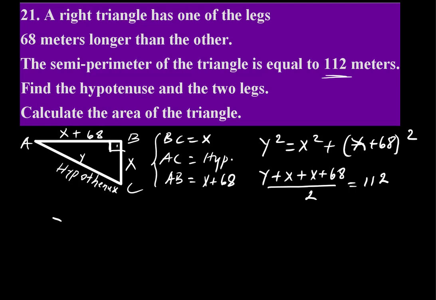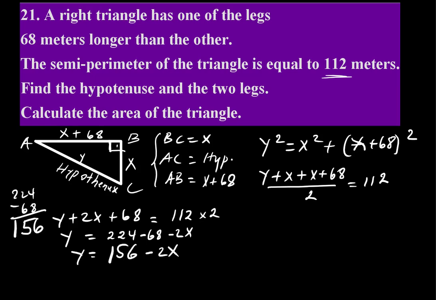We can say that y plus 2x plus 68 is equal to 112 times 2, correct? Or y is equal to 224 minus 68 minus 2x. You subtract: 156 minus 2x, correct? We have that.